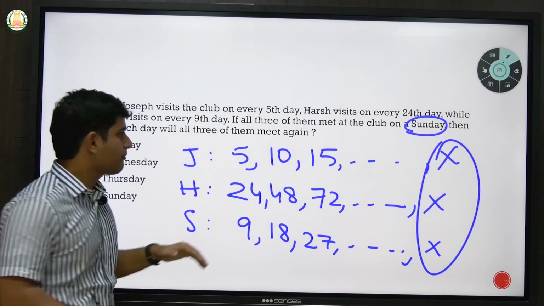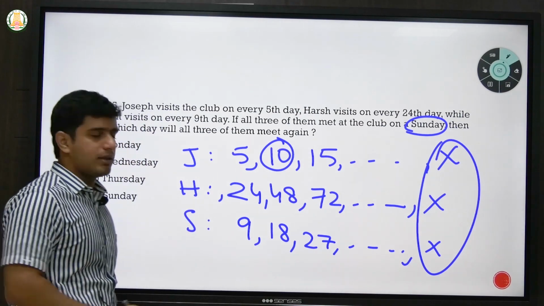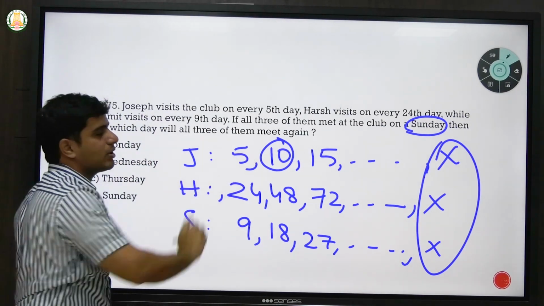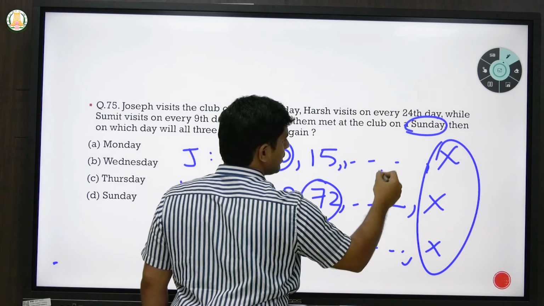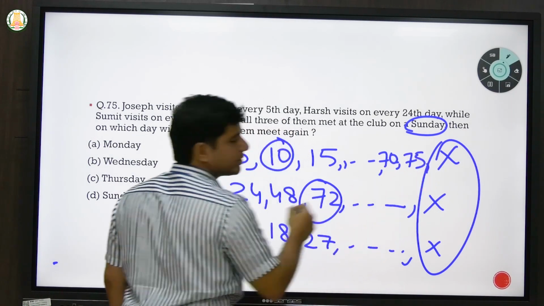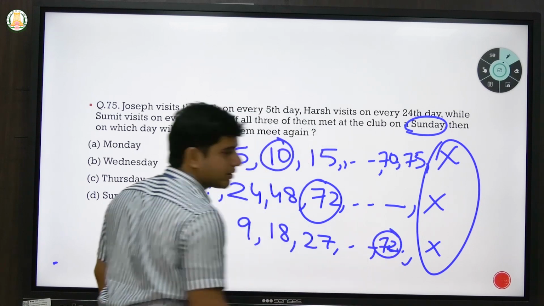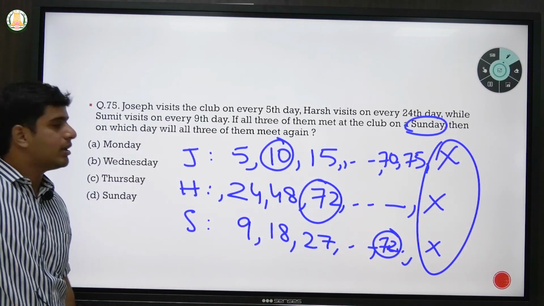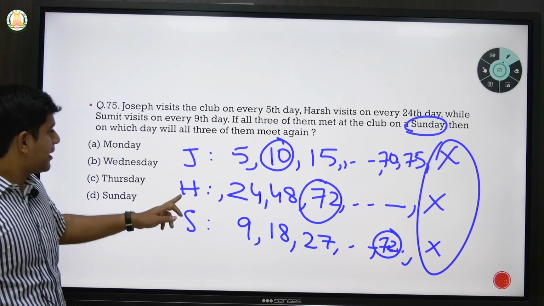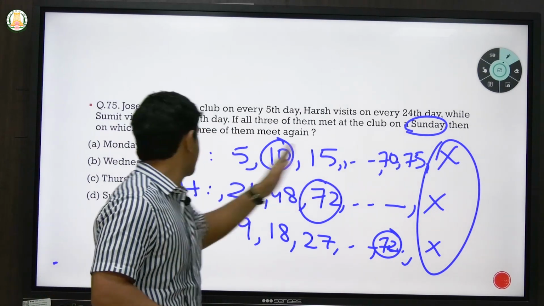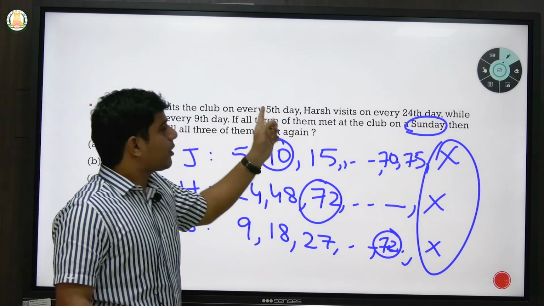Now consider the 10th day. Joseph will come to the club, but there is no 10 in Harsh's series, so Harsh will not come on the 10th day. Similarly, there is no 10 in Sumit's case, so Sumit will also not come on the 10th day. Let's say Harsh is coming on 72. You will get 70 and 75 in Joseph's series, but you will not get 72 there. But if you go 9, 18, 27, 36, 54, like that, the series reaches 72 at one point. So on the 72nd day, Harsh and Sumit will meet. But there is no 72 in Joseph's case, so Joseph will not come on the 72nd day, but these 2 will.